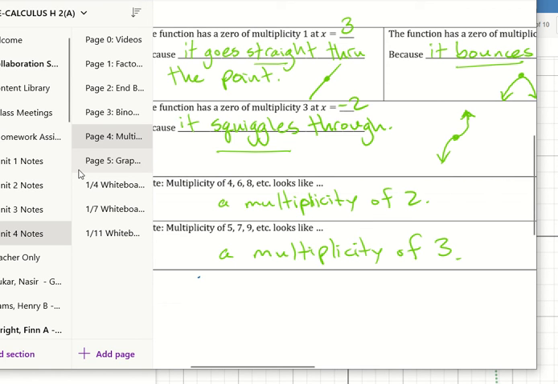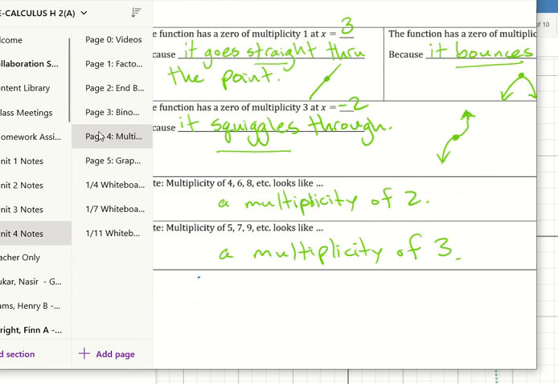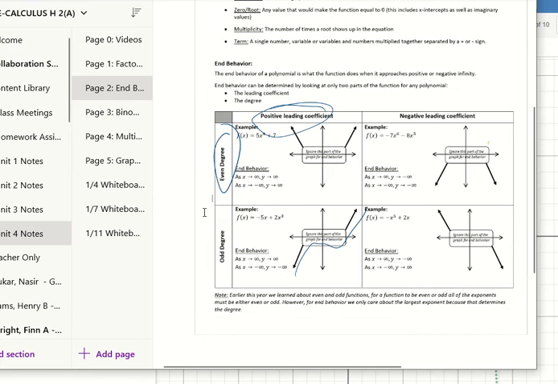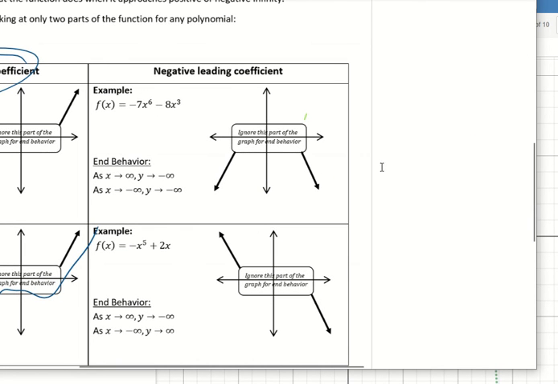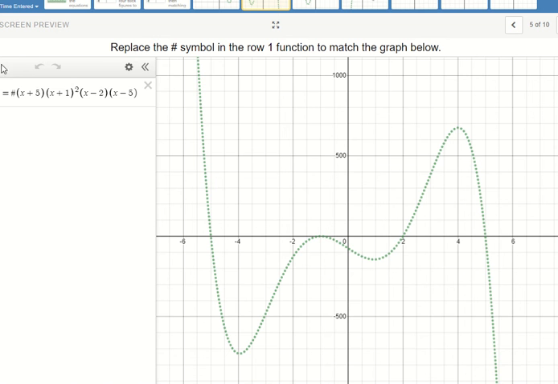So if we want it to start above the x-axis up here and go down through it and end going downward, then we are going to need a negative leading coefficient, because we've got the odd degree right here. We want to start up and go down, so we need the negative leading coefficient. That tells us the first thing is that this number is negative.